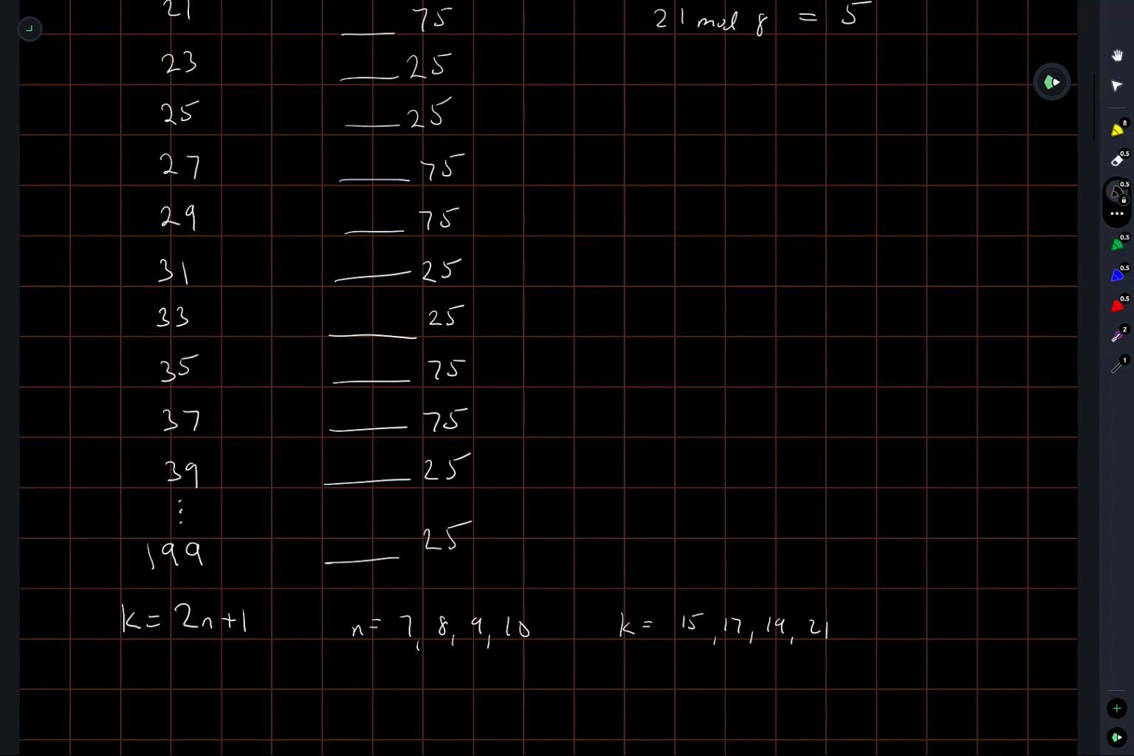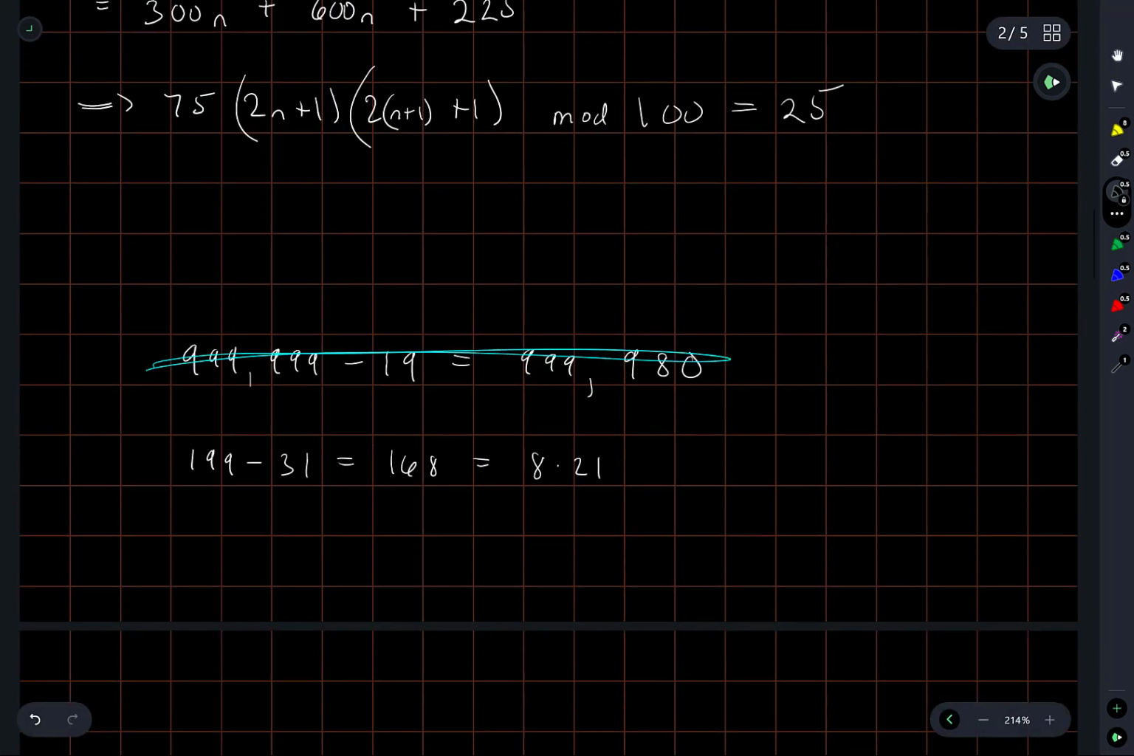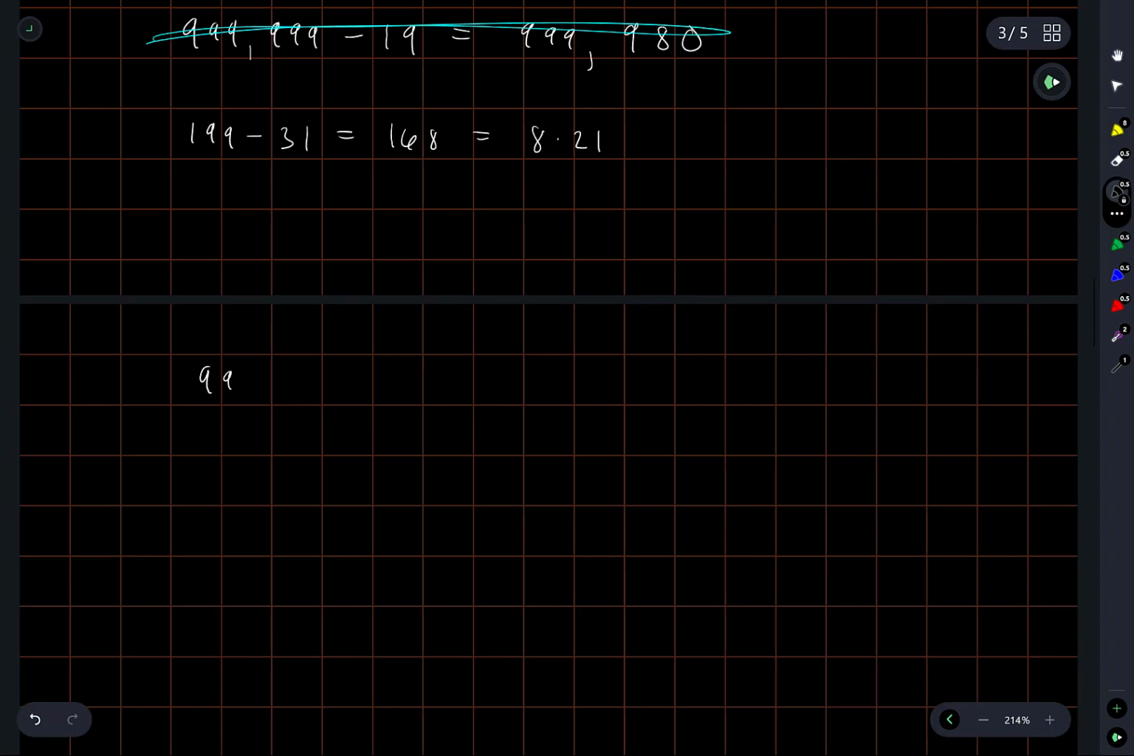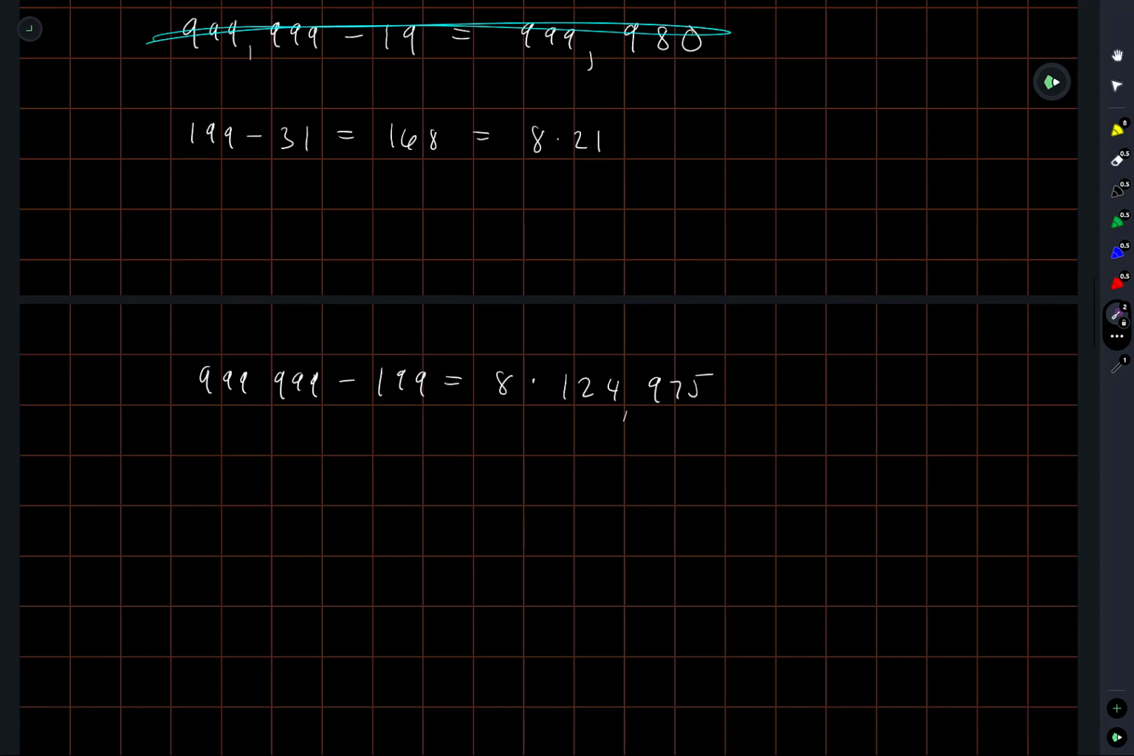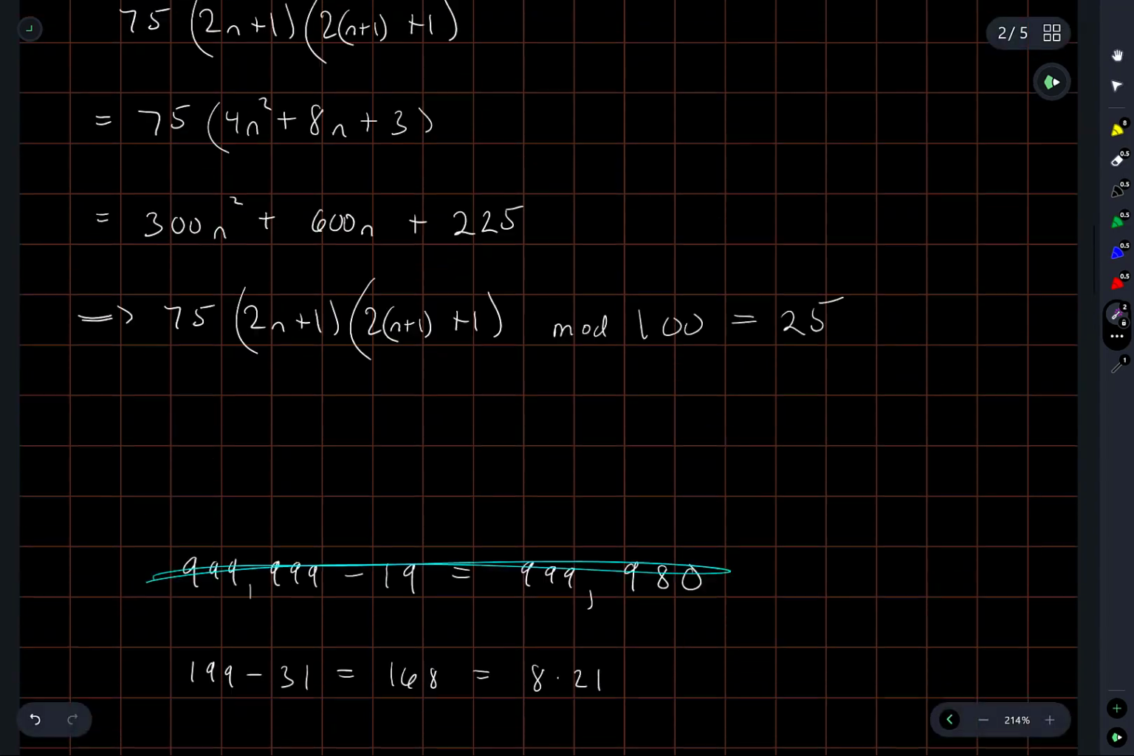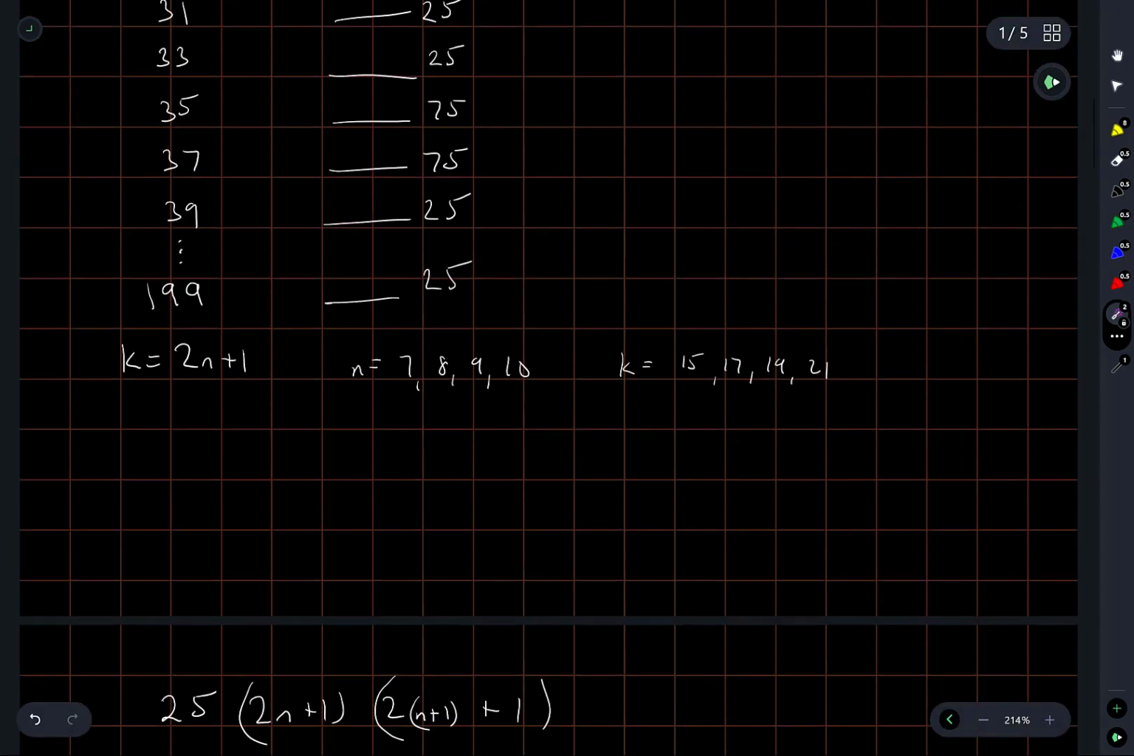And 999 minus 199 is also a multiple of 8. It's 8 times this. And so these two numbers also have to have the product end in the same two digits. So our answer is 25.